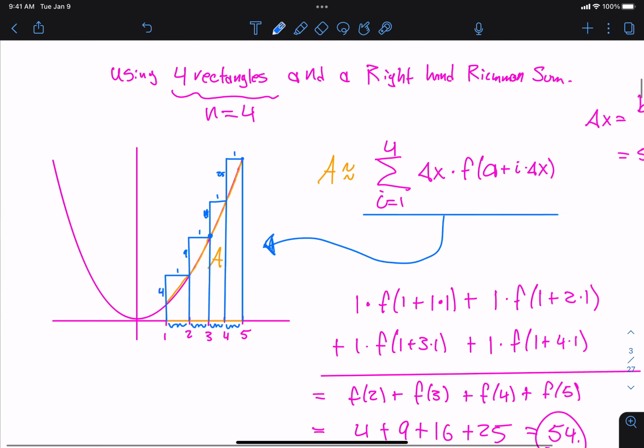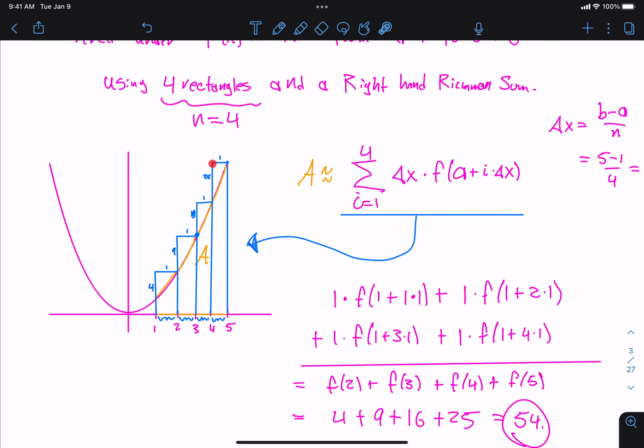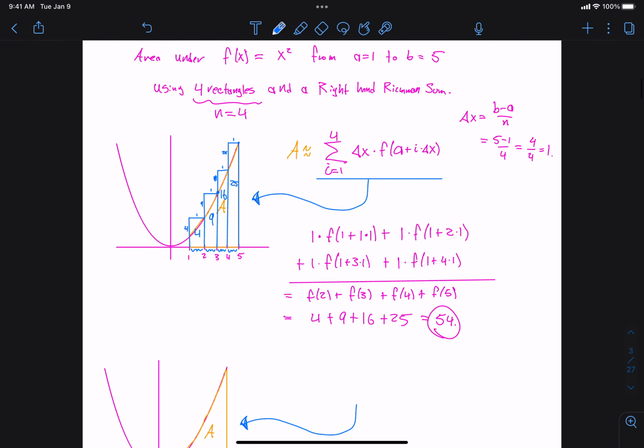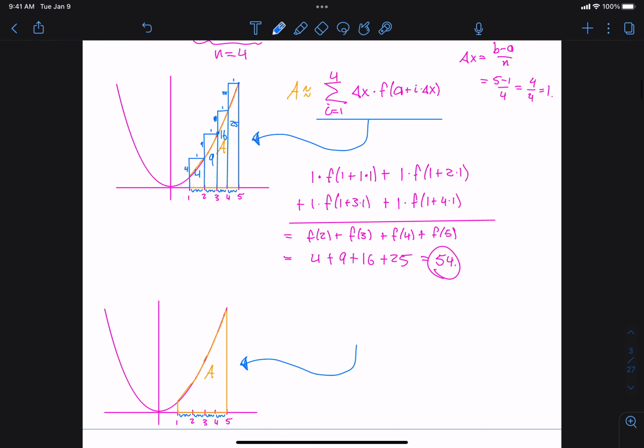So the area of each box, since it's only 1 unit wide, it's just 1 times whatever is the height, right? So the area of these boxes goes 4, 9, 16, and 25. So if we add up all of those areas using this summation, we get the area of these blue boxes, which is something close to the area of the orange shape.